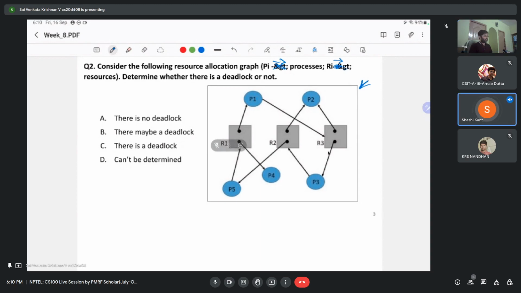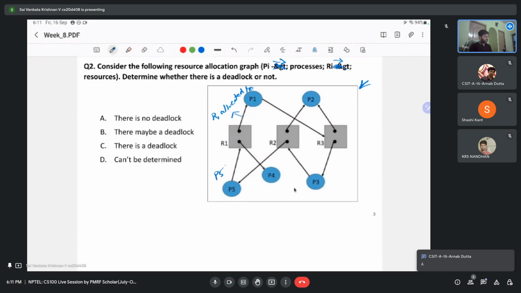There should not be any complete cycle, right? So there should not be any cycle. This edge from R1 to P1 means resource R1 is allocated to P1, and this edge P5 to R1 means P5 is waiting for R1.